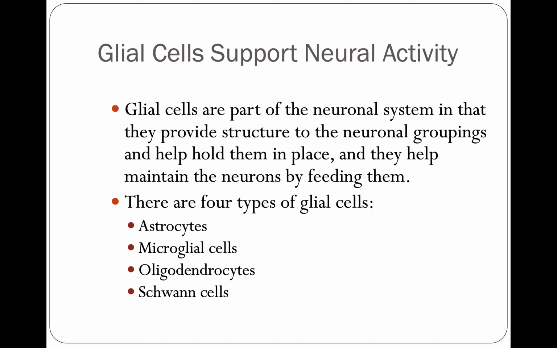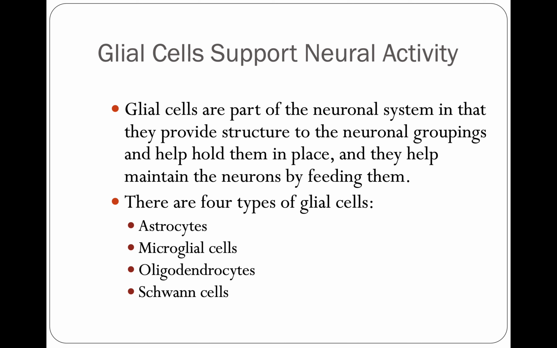Glial cells are part of the neuronal system in that they provide structure to the neuronal groupings and help hold them in place, and they help maintain the neurons by feeding them. There are 4 types of glial cells: astrocytes, microglial cells, oligodendrocytes, and Schwann cells. The astrocytes are star-shaped glial cells that protect neuronal bundles, especially in the brain. The dura mater, a tough sheet that is wrapped around the brain for protection, is composed of astrocytes. Astrocytes contribute to the metabolism of the neuron and provide restorative protein to them.